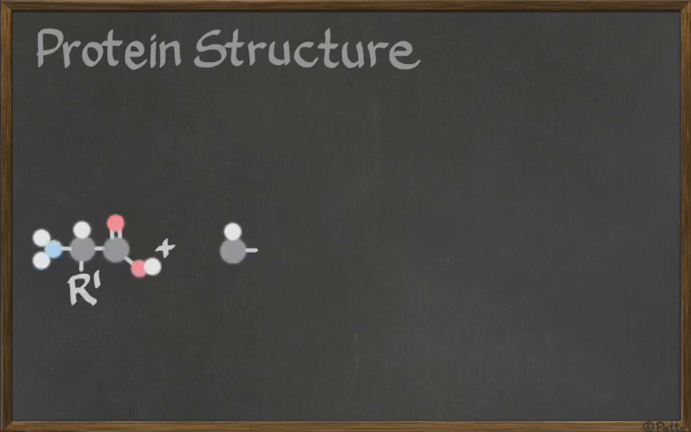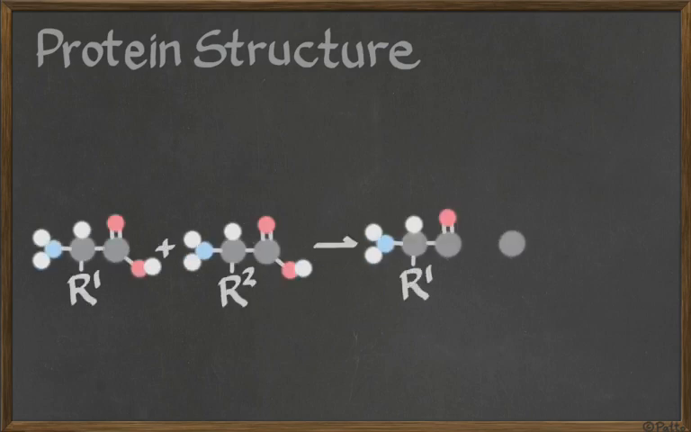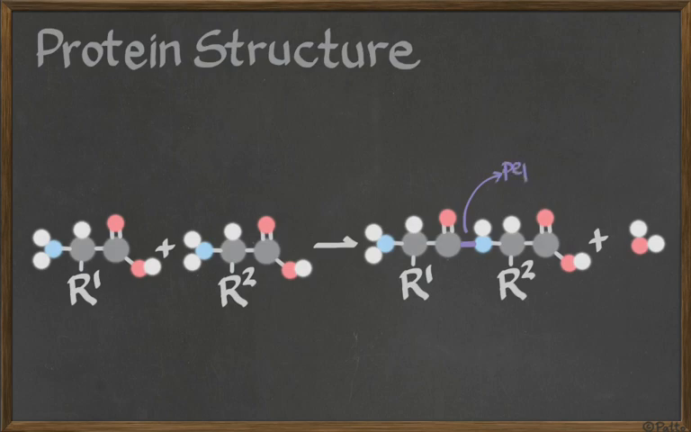So just a reminder, this is condensation. I have amino acid 1 on the left, amino acid 2 on the right, with radical 1, radical 2. And for me to do the condensation, I take out water. Here it is, the water that was taken out. And I bond the two amino acids with a covalent bond known as a peptide bond.